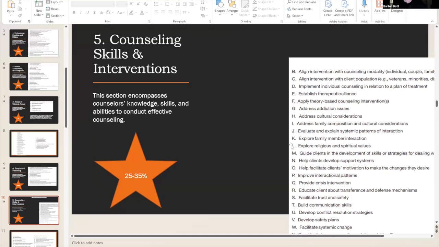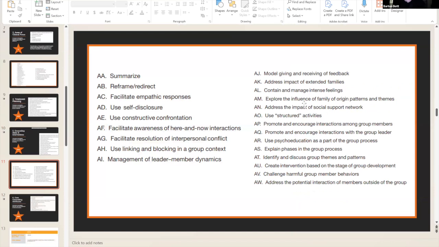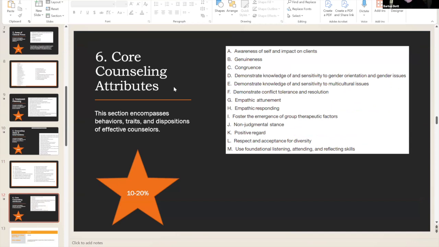Then we go to the last domain. Well, again, a lot of material with domain 5, A to Z, and then AA all the way down to AW. And then the last one wraps up core counseling attributes. Seems to be relatively short, okay? We go A to M. And what do we see here? Things such as genuineness, congruence. No, there's that empathic attunement, empathic responding, non-judgmental stance, positive regard.